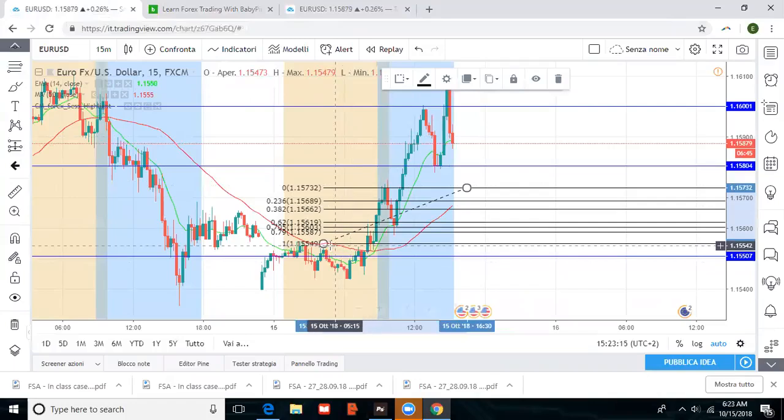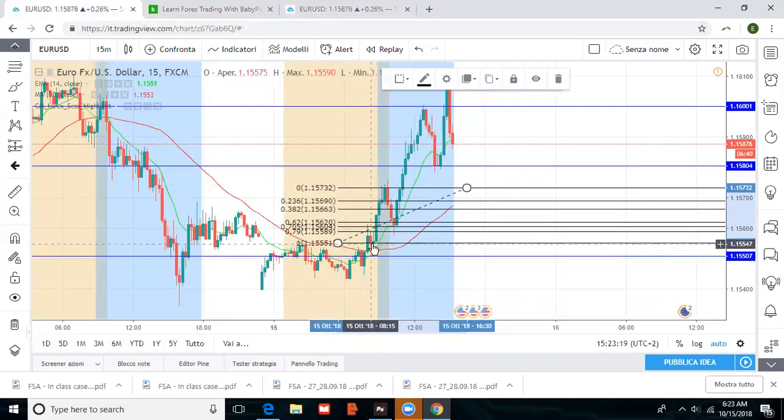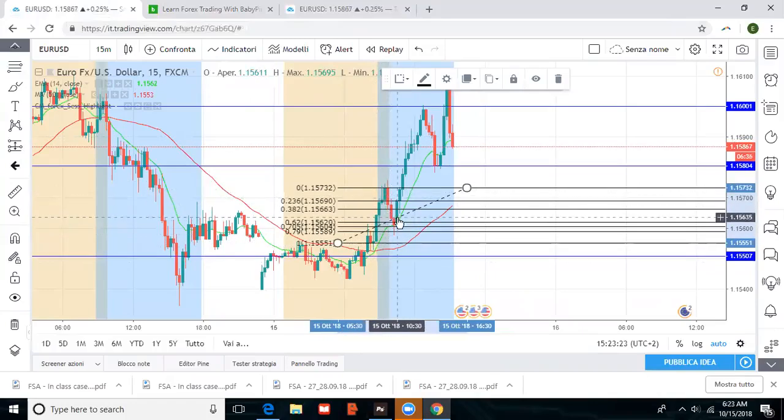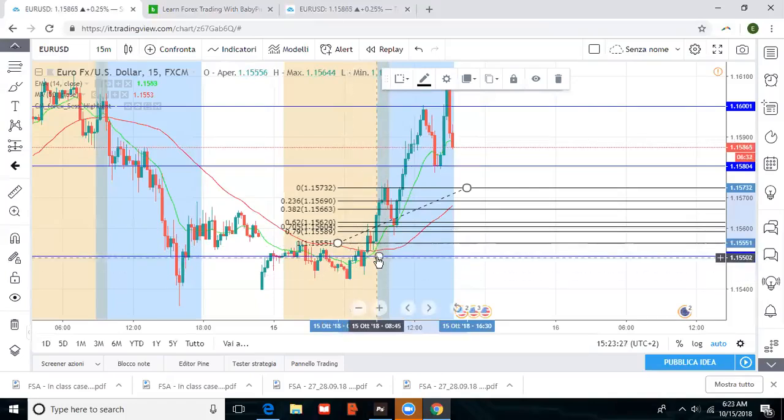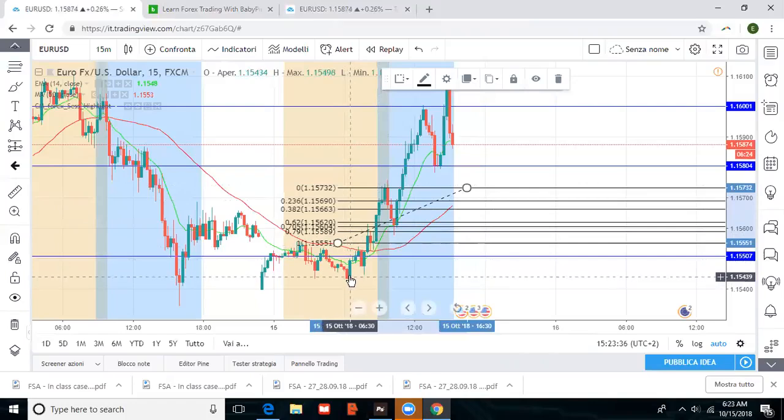So this is the most important thing that you have to understand, that we run our fibs from the leg that breaks market structure and not always from the lowest point. Sometimes it might happen that the leg that breaks market structure is also the lowest point, but it's not always like that. So you have to check.